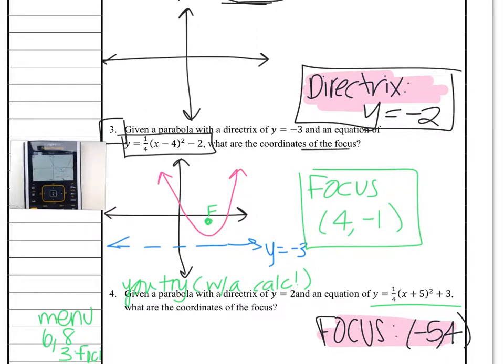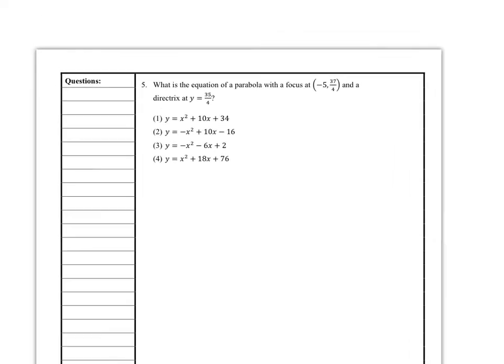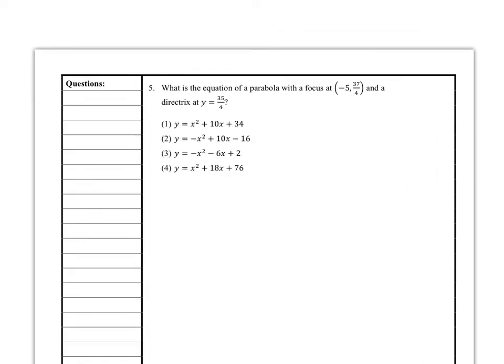Okay, so we got one more example on the next page, and then you're good to go to your practice problems. So here with this last one, this is something that might be typical of a Regents problem. And so it says, what is the equation of a parabola with a focus at (-5, 37/4) and a directrix at y equals 35/4? And then they give you a bunch of equations. So what you're going to do with these is type them in one at a time.